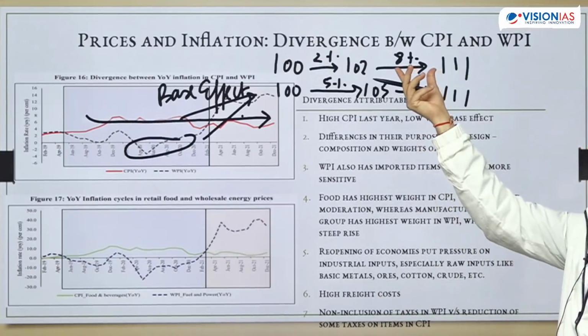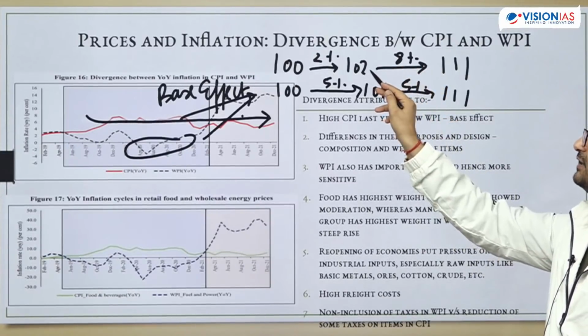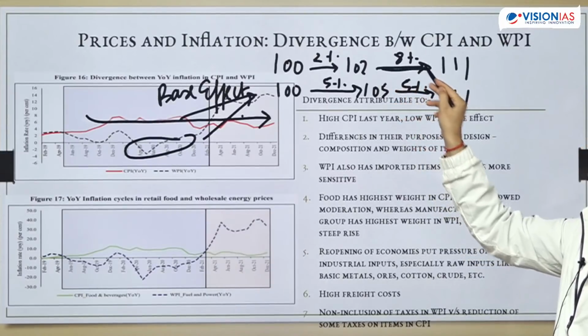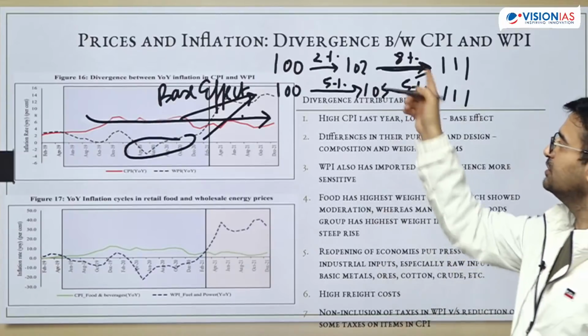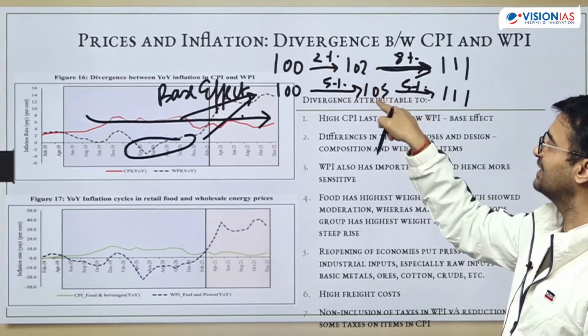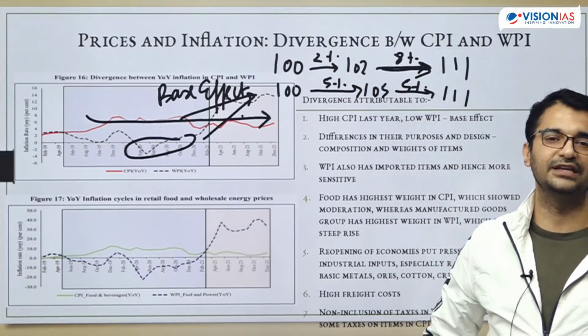So what will you feel this year? This year you will feel that there is a faster pace of increase here. It is growing at 8%. Why? Because it is growing on a lower base as compared to this. This is called the base effect.